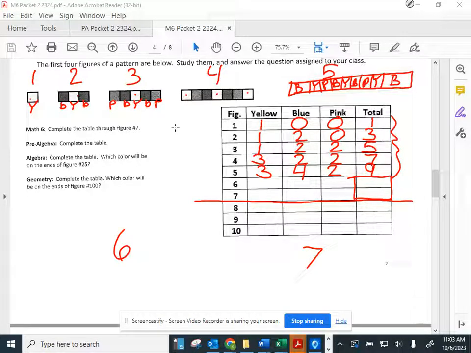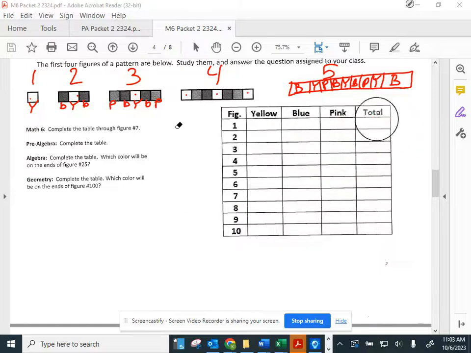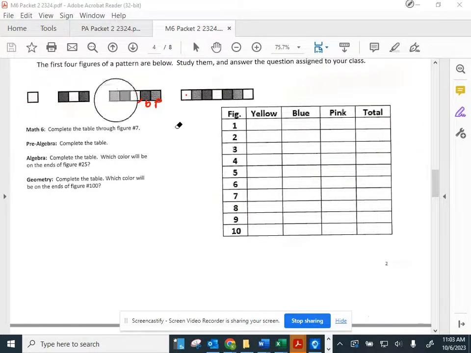Are you just playing? Okay. All right. Next page.